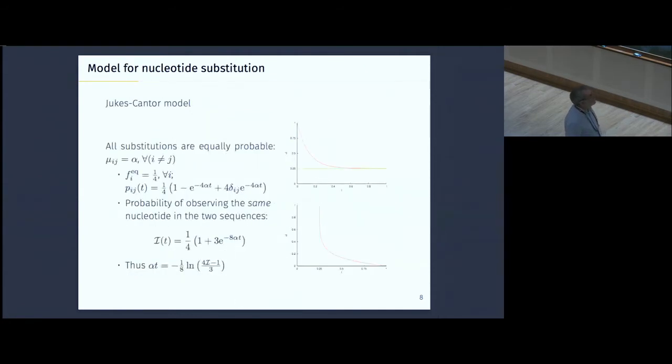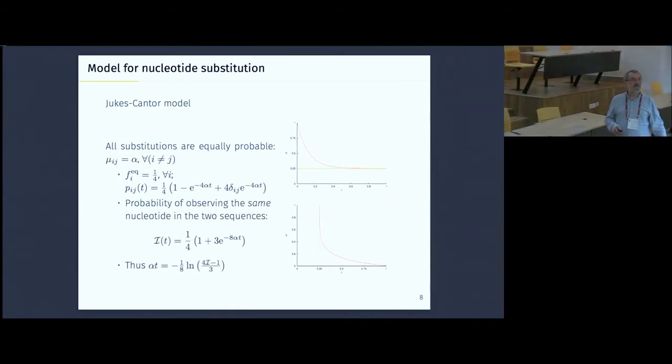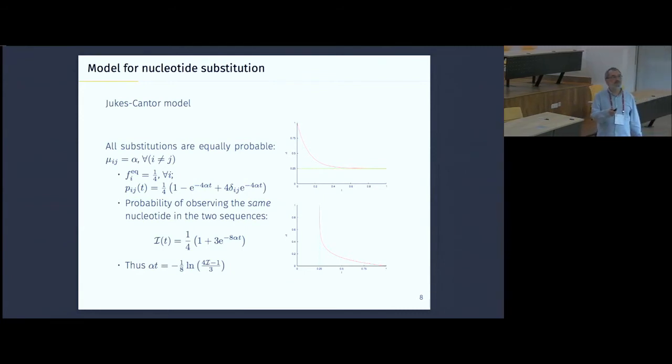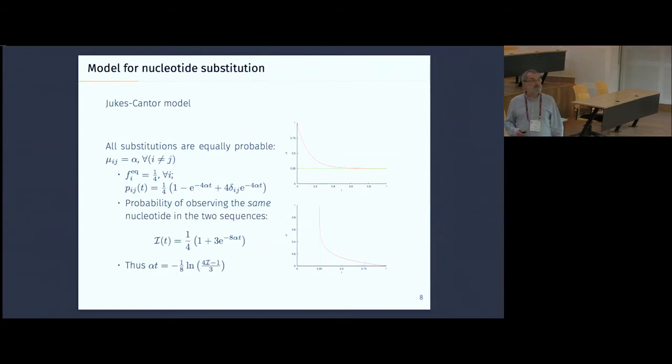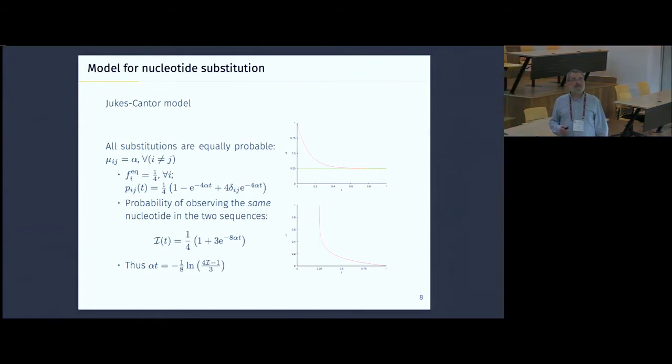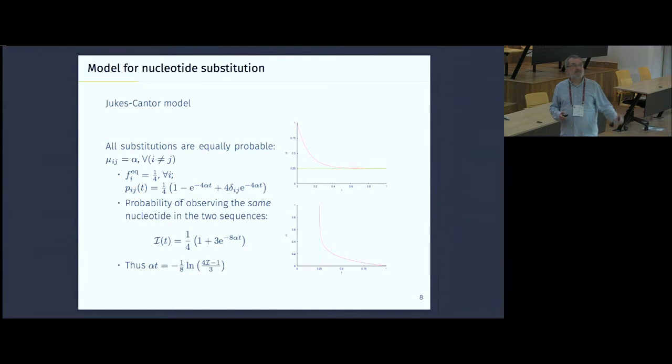The Jukes-Cantor model says that substitution of any nucleotide into any other nucleotide has the same probability. These probabilities are usually written as alpha. At equilibrium, all the frequencies of the different nucleotides should be equal, so it will be 1/4 for all nucleotides. And then you ask, what is the probability that in a stretch of time of duration t, a nucleotide J goes into nucleotide I? You plug this into the equation, and what you get is something like that.